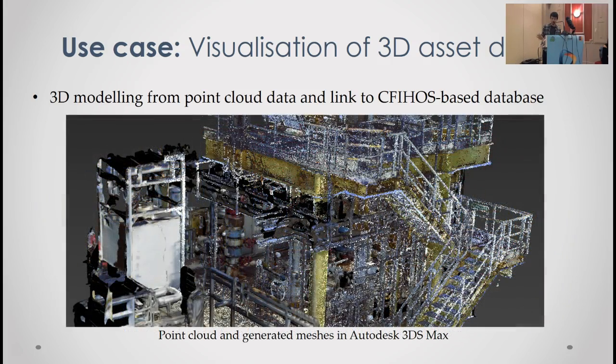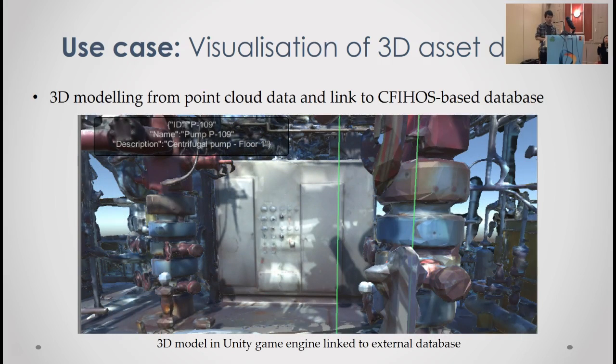Here we have just an overlay of some of the point cloud and some of the generated meshes from the point cloud. And then finally, we can import our mesh model into Unity, and we can link to the database. We can interact with the assets and bring up tag data.